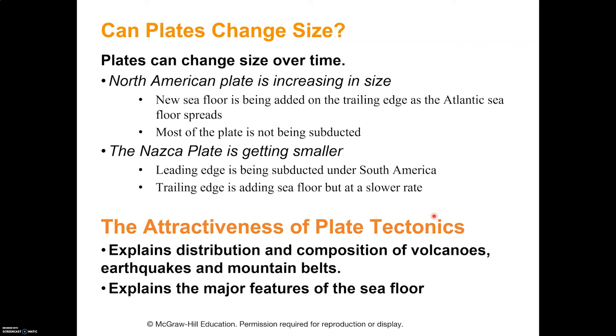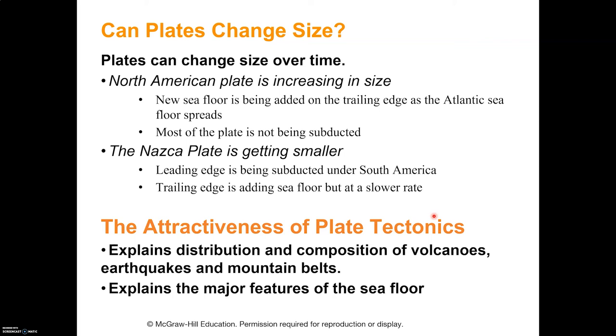Plates can change size over time. The North American plate is increasing in size, the plate that we're on. There's new seafloor being added on the trailing edge as the Atlantic seafloor spreads, and most of the plate is not being subducted. It used to be subducted underneath where we're at, but right now, just a little bit of the Juan de Fuca plate in the northern United States is being subducted. So overall, we're getting larger. The Nazca plate is getting smaller, though. The leading edge is being subducted underneath South America, and the trailing edge is adding seafloor, but at a slower rate than what's being subducted.